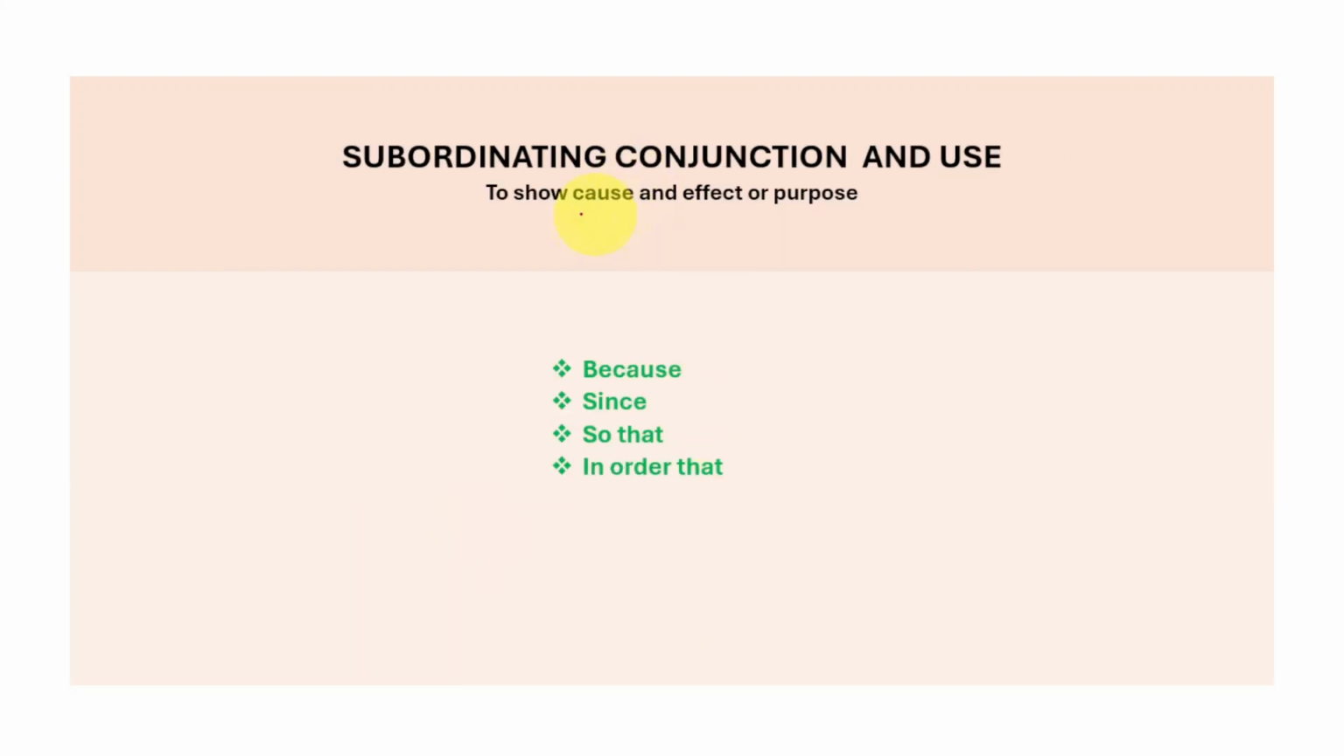So here, to show cause and effect or purpose: because, since, so that, in order that. These ones are part of cause and effect. You know, when you write a paragraph based on cause and effect, you're going to understand. But we're going to go step by step.